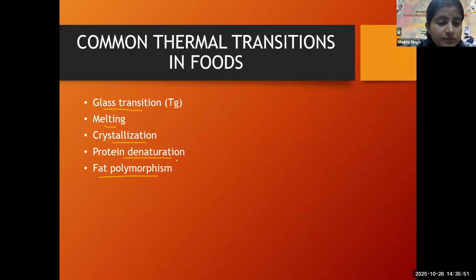Then there is fat polymorphism, which affects the texture and appearance of food products like chocolate. If you have made a chocolate and you want to see what will happen when you increase the temperature, it also affects your fat structure and the mouthfeel of your chocolate. So these different terms you can use and see while you are analyzing your sample in DSC.